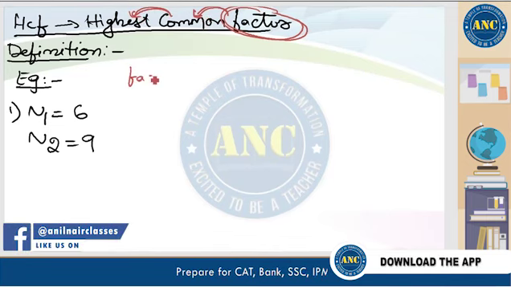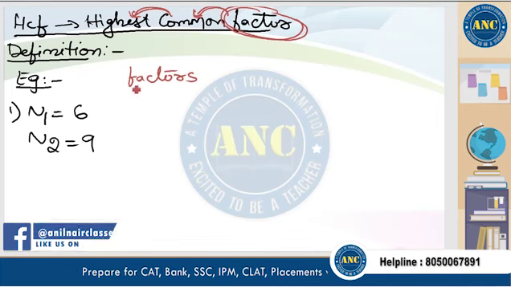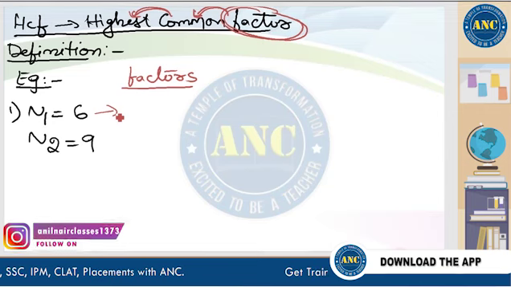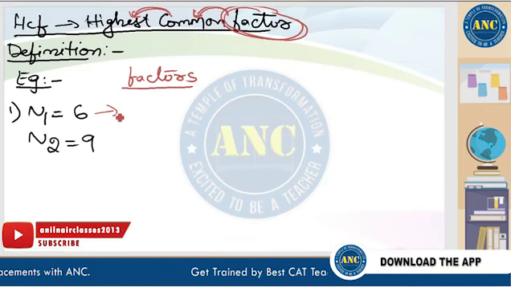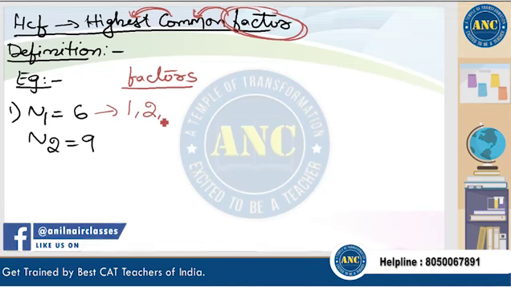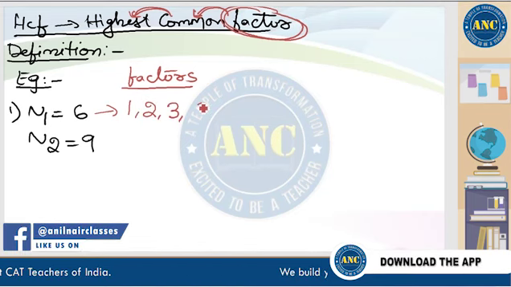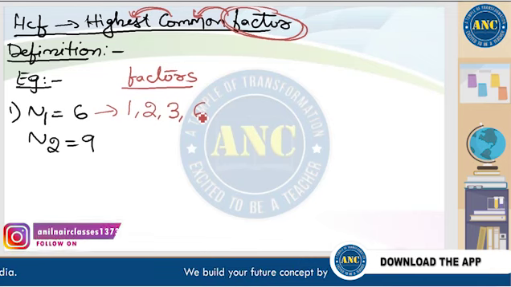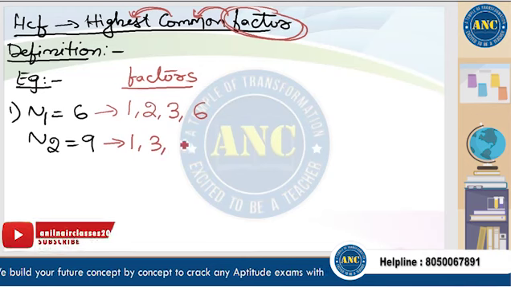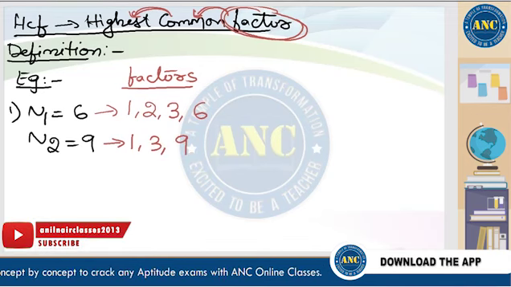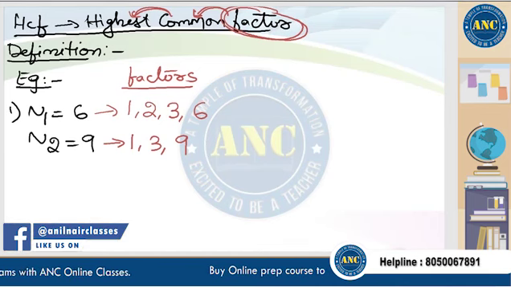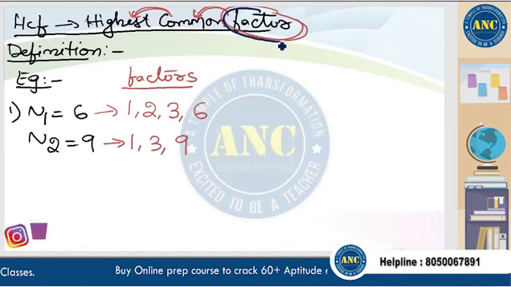A factor is a number which will divide a number completely. What are the factors of 6? A factor is a number which is less than or equivalent to a given number and it will divide the number perfectly. So the factors of 6 are 1 will divide 6, 2 will divide 6, 3 will divide 6 and 6 will divide 6. Similarly, for 9, 1 will divide 9, 3 will divide 9 and 9 will divide 9. So we have listed all the factors of 6 and 9. The first step is over.